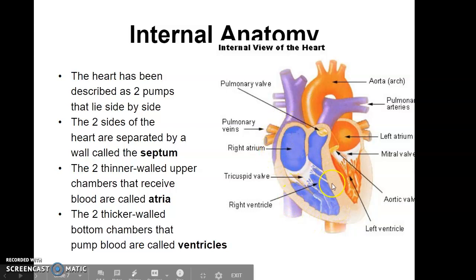The ventricles, however, have a very thick wall, because they have to push blood out of the heart. This is the right atria, and this is the right ventricle. This is the left atria, and this is the left ventricle. We're going to talk more about those as we go through, but just make sure you know that terminology. A over V: atria, ventricle.